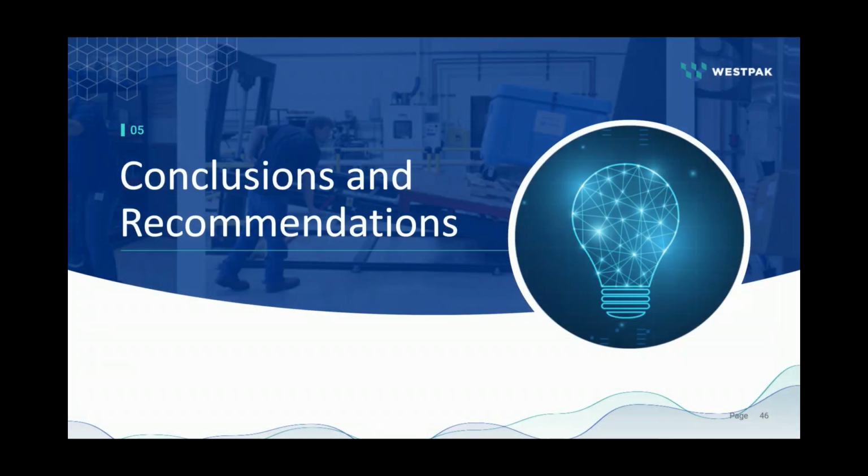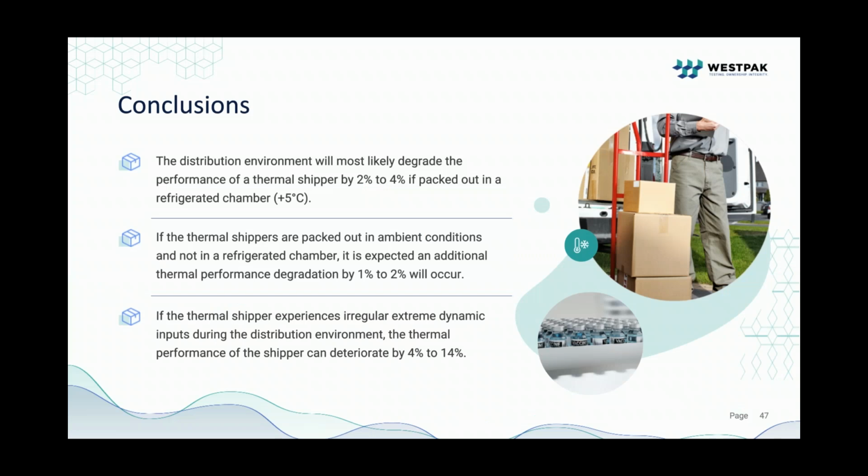Okay, so let's go with conclusions and recommendations. So in conclusion, the distribution environment, I would say, 2A and 3A is pretty good representation of distribution environment. Surprisingly, it was only degraded by 2 to 4%, which wasn't what we expected. We expected a bit more than that when packed out in the refrigerated chamber. And then also, if it's packed out in ambient conditions and not in the refrigerated chamber, you have another 1 or 2% degradation, which honestly isn't that much either.